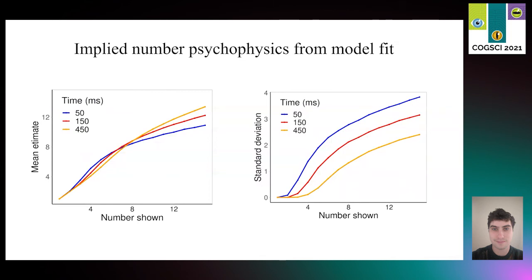So the final thing that we can look at from the implied number psychophysics from the spatial memory task is that the model predicts they should be biased towards underestimating larger quantities, maybe slightly overestimating smaller quantities at short times. And they should show no error given enough time for 3, maybe 4 objects, and then beyond that show linearly scaling variability in their estimates. And so this is obviously very closely aligned with what we already know about number psychophysics.